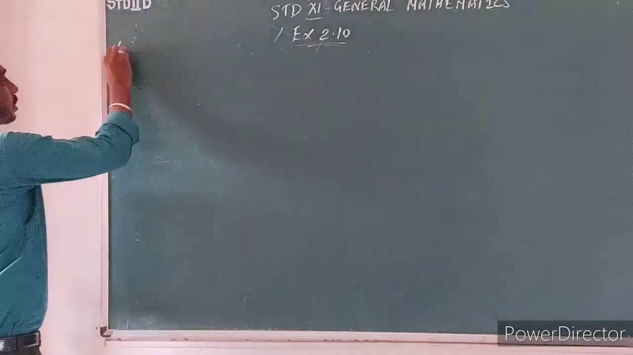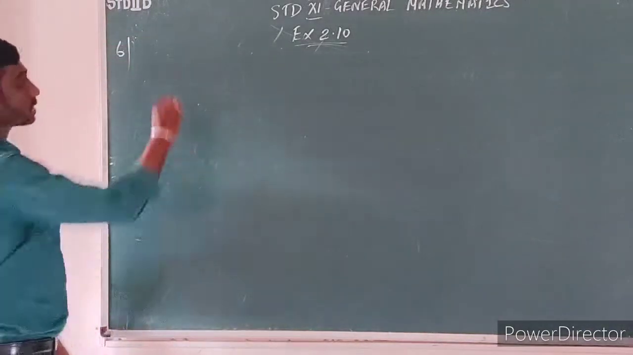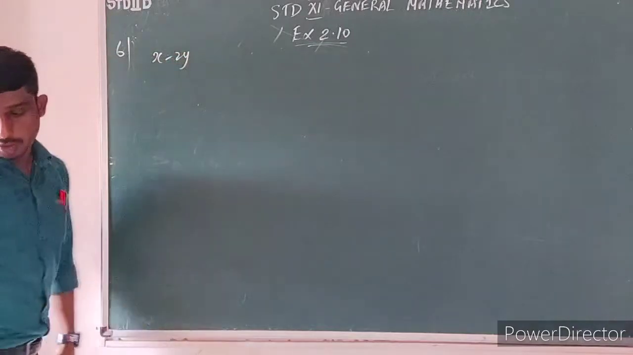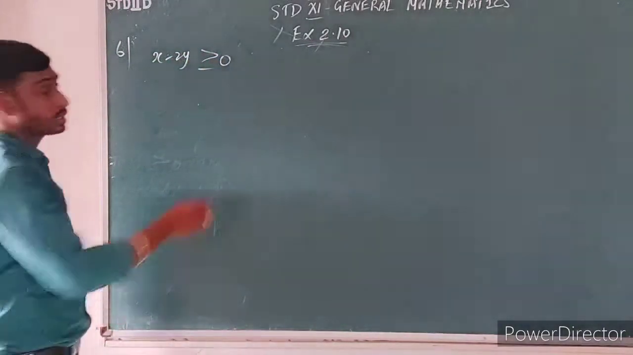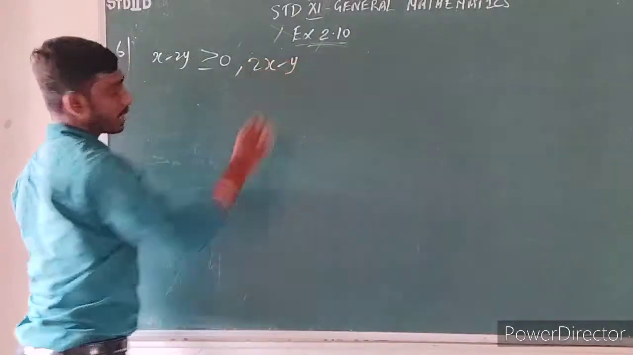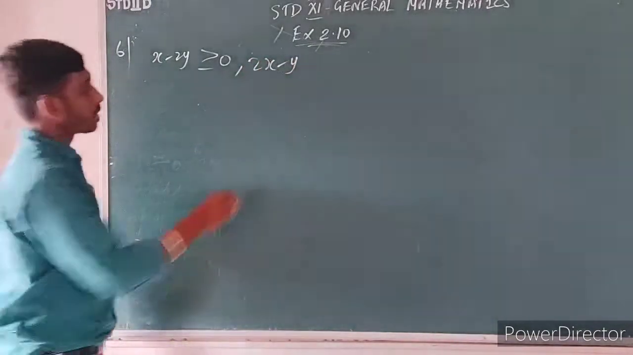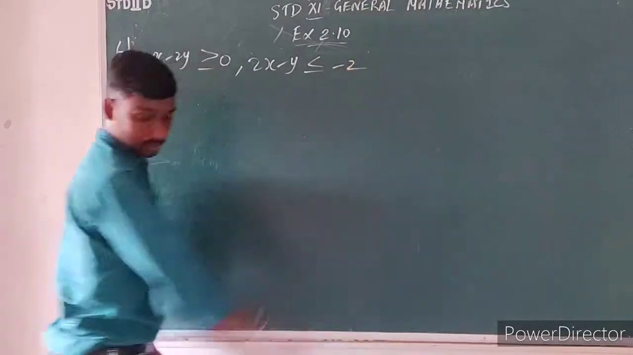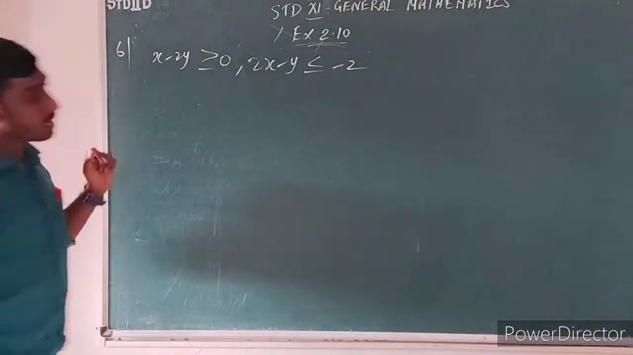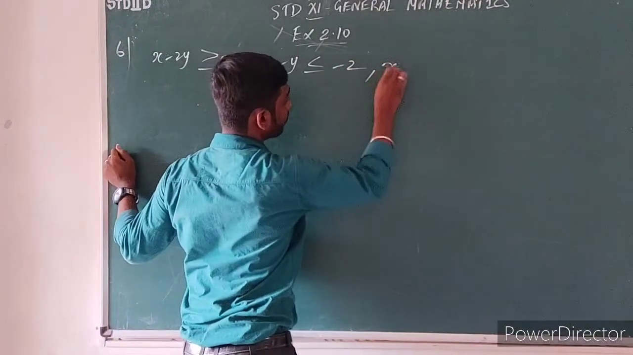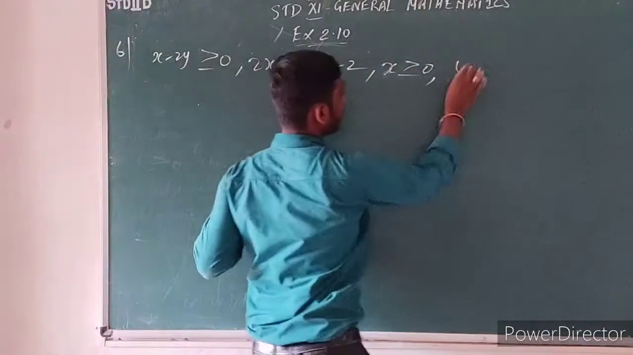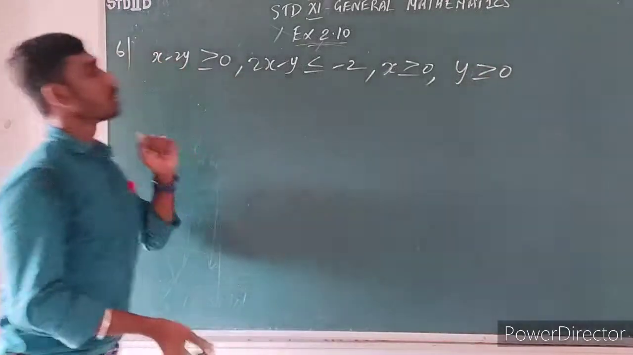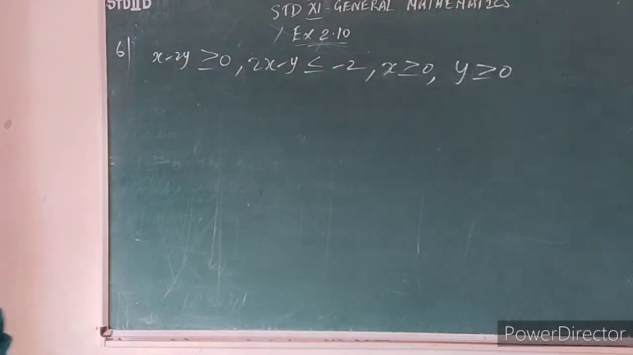We solve the sixth one. What is the sixth question given here? x minus 2y greater than or equal to 0, then 2x minus y lesser than or equal to minus 2. Then the same condition is given here: x greater than or equal to 0, and y also greater than or equal to 0.